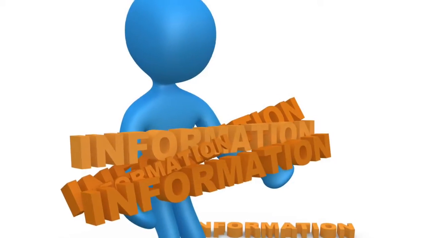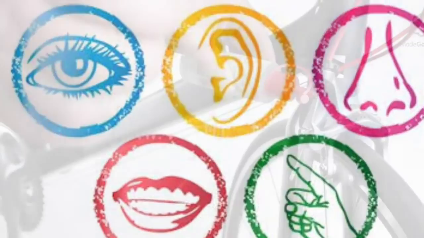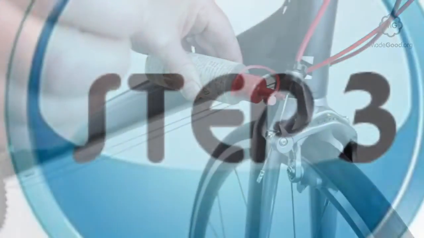Step 2. Gather information about your question. This includes making observations with your 5 senses. Example, I checked if the bike was old and needed to be oiled.